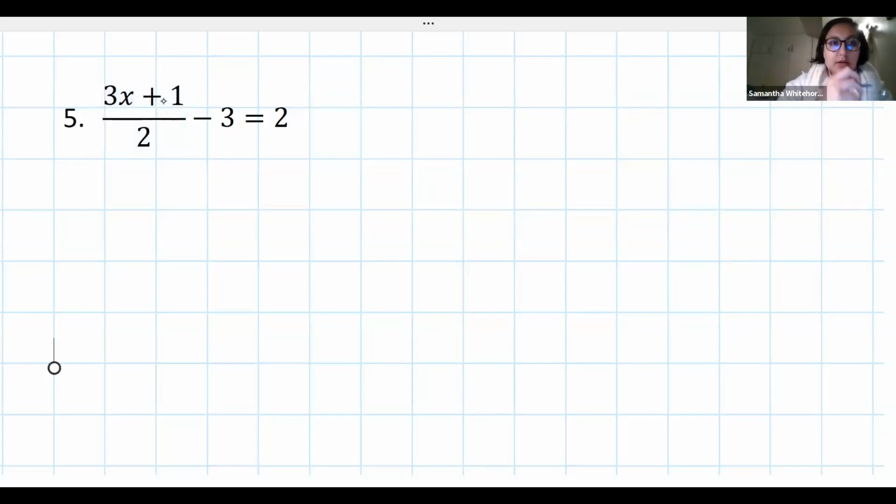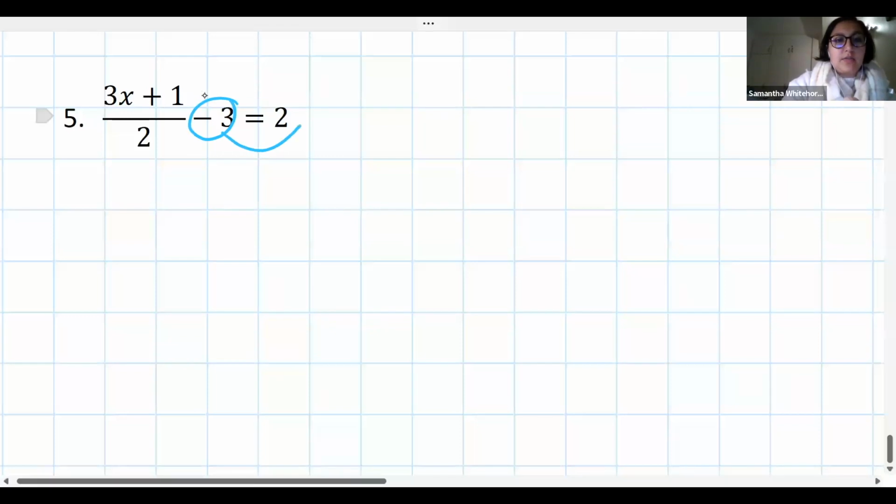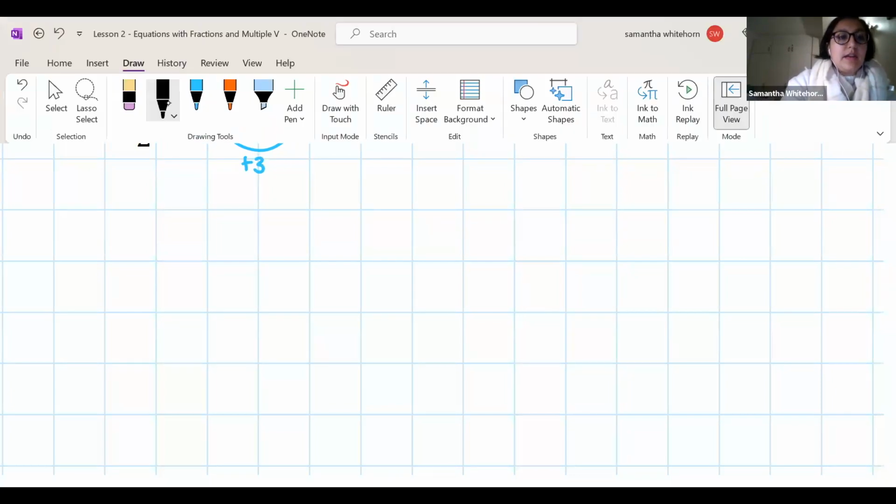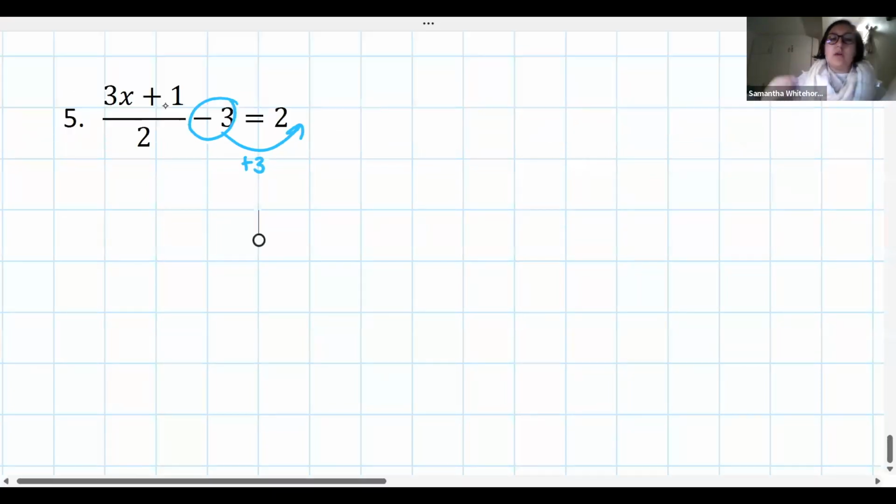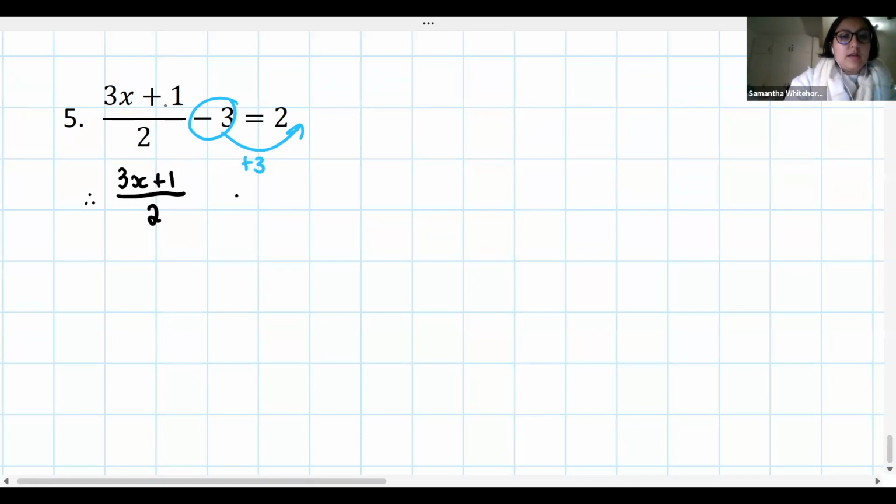Okay, guys, let's have a look. All right, so first things first, don't like this -3. I want to bring it over. So that means I'm going to add 3. So that means on the left, I'm just left with my fraction, which is what I want. So I've got my 3x plus 1 over 2 is equal to 2 plus 3. Okay, I think we're all happy that I could write 2 plus 3 as 5. And that's fine, guys. If you don't have to say 2 plus 3 and then do the 5, if you know it's going to be 5, just write it.